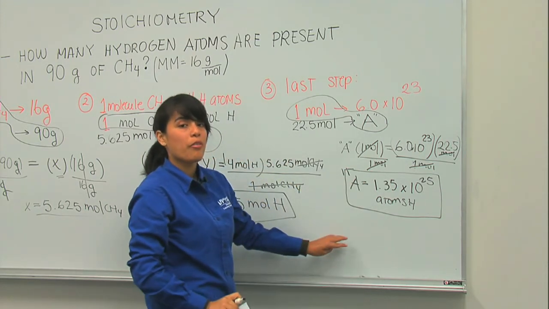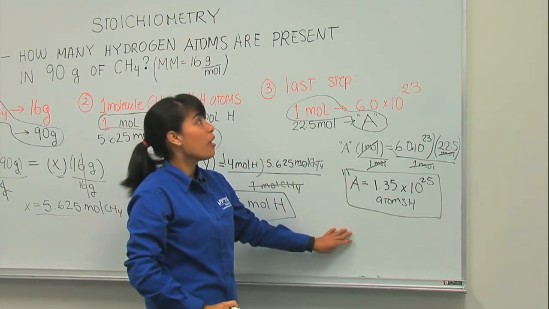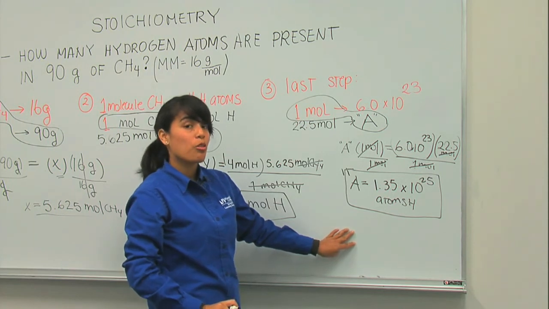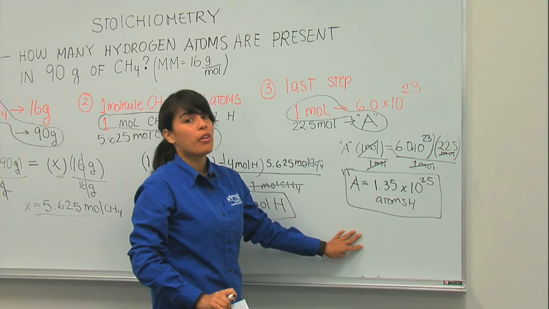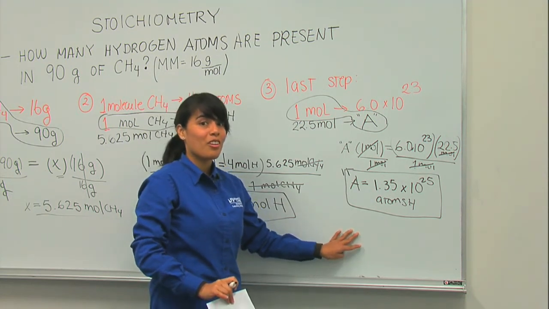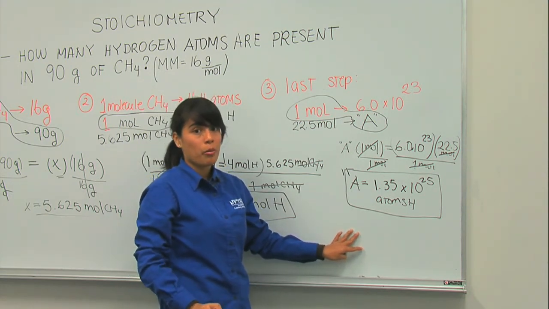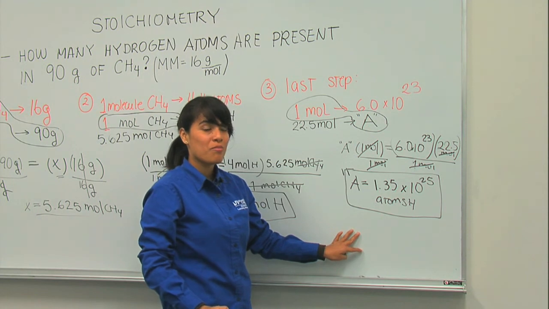So basically you have to use your proportions and what you know so that you can go from grams to number of atoms or vice versa. You're ready now to do any problem that involves stoichiometry.